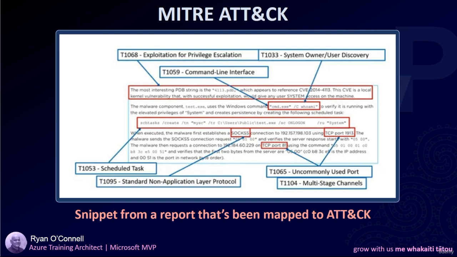And as you can see, we've got the exploitation privilege. We can see that section highlighted, the T1059 command line interface. As you can see there, it's cmd.exe. And of course, we can see the system owner and user discovery. More importantly, we can see the scheduled task and what's going on, as well as that standard non-application layer protocol at the SOC level. And of course, we can see the ports, and in this case, we can see port 81 and port 1913 that is being used by this to gain escalation into the system.